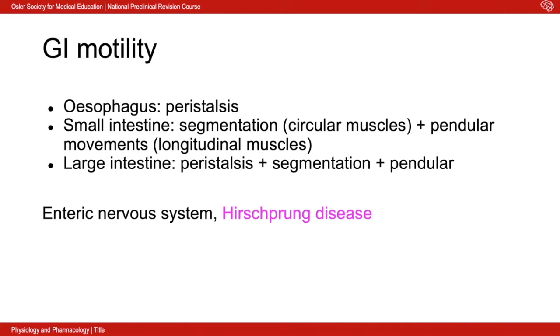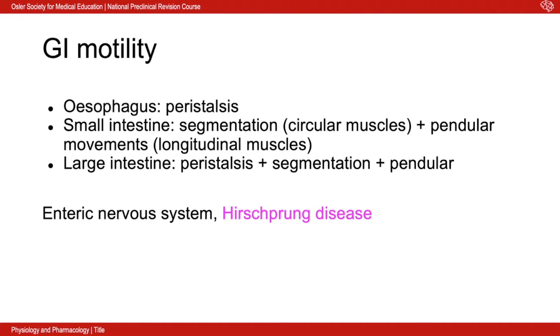And then pendular movements would be if you took the cap in one hand and the end of the toothpaste tube in the other, and then just moved your hands together and then apart again. So segmentation and pendular movements basically mix the chyme that's come from the stomach with the secretions of the small intestine. So it kind of makes sense why that happens in the small intestine more than peristalsis does.